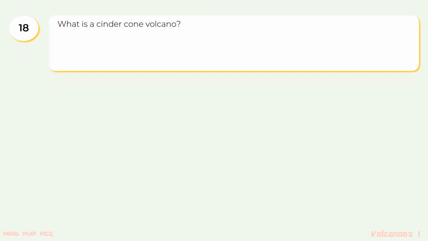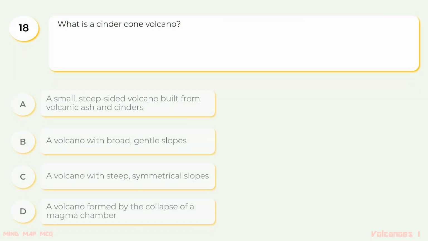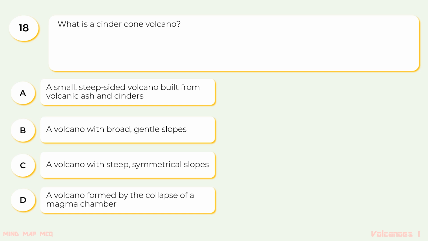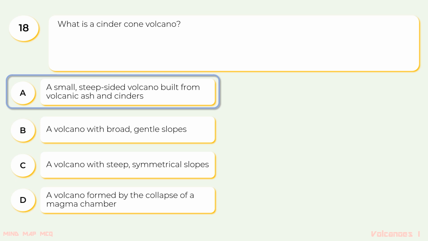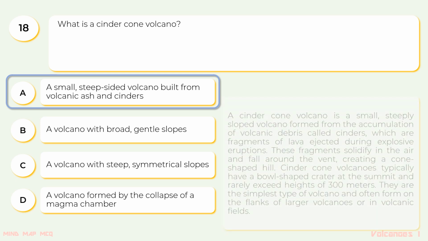18. What is a cinder cone volcano? A. A small steep-sided volcano built from volcanic ash and cinders. B. A volcano with broad gentle slopes. C. A volcano with steep symmetrical slopes. D. A volcano formed by the collapse of a magma chamber. The correct option is A. A small steep-sided volcano built from volcanic ash and cinders.